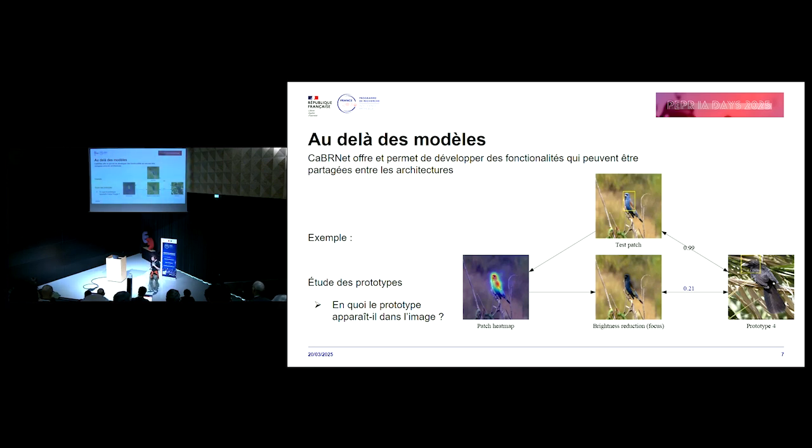But we want to do more, and some of the things we want to do, for instance, is look at the quality of the prototype. I don't remember if I mentioned it. The prototypes are these feature vectors that have been identified at training time. And on this picture, we see on top this bluebird, and according to the model that is being used here, the head of the bird is very similar to the head of the crow, I guess, on the right.